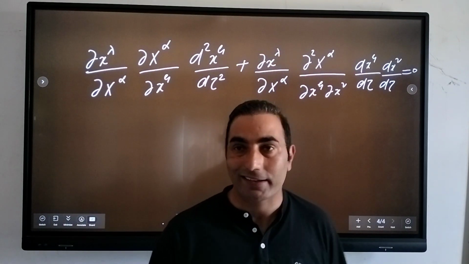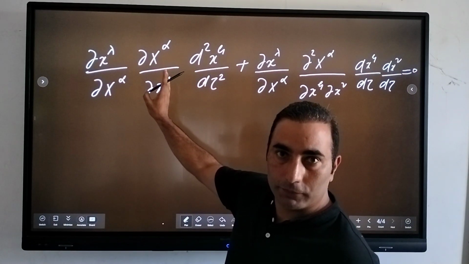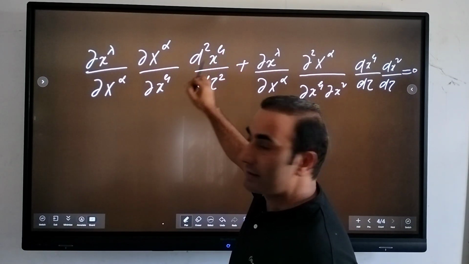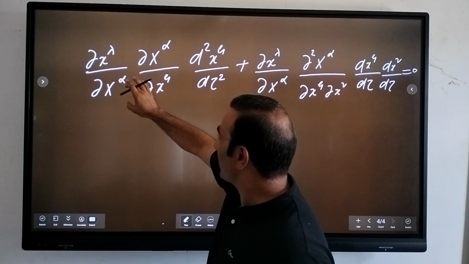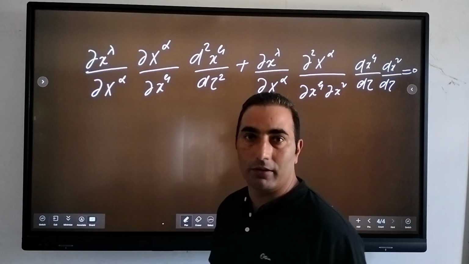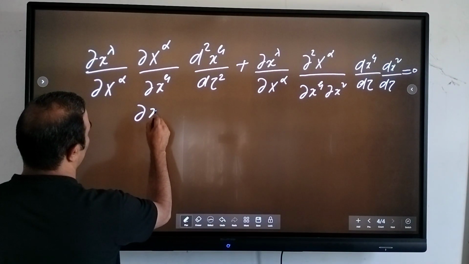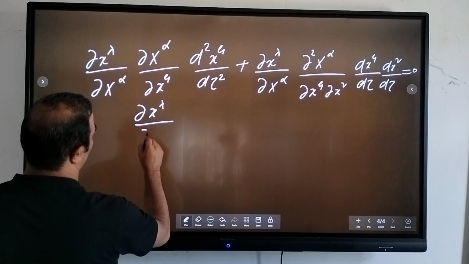Because in order to get rid of this term, I should get the acceleration only, right? Because this part is the acceleration, and I can get rid of this. So this and this will cancel. So this will be the delta lambda, because this can be written as partial x lambda, partial x mu.